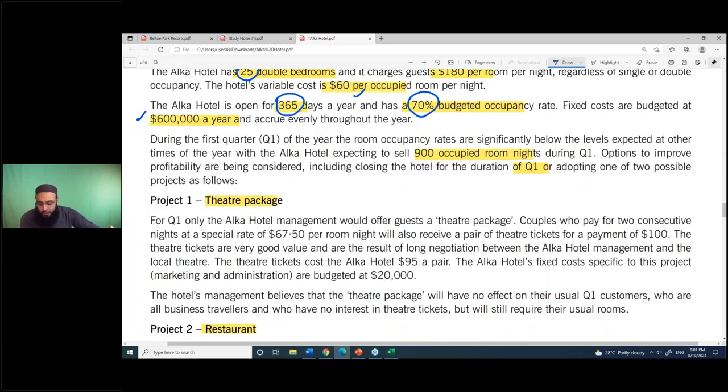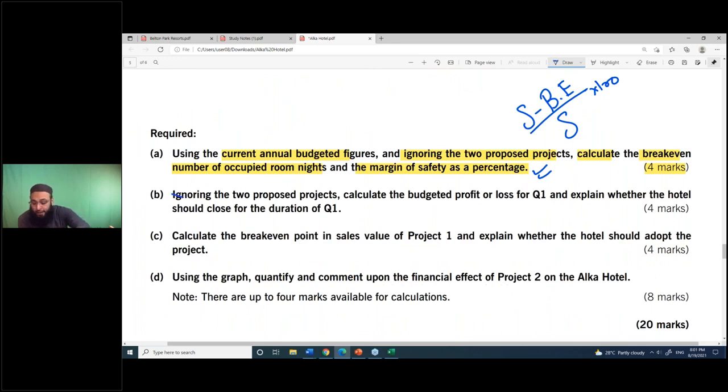The second question is about ignoring. Again, you have to ignore the two proposed projects, and calculate budgeted profit or loss for quarter one. Okay. And explain whether the hotel should close for the duration of quarter one or not. So you have to calculate budgeted profit or loss for quarter one, first of all, and you have to explain as well whether the hotel should close for the duration of quarter one or not.